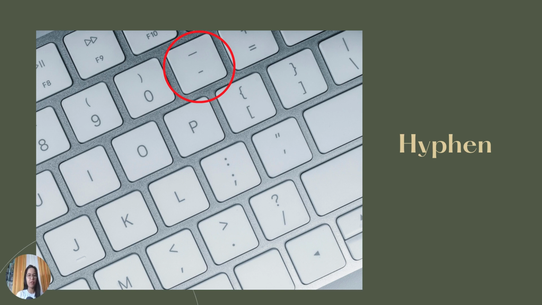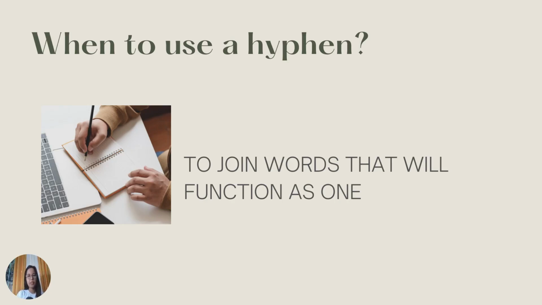We can type a hyphen using the keys at the right of 0. It is the one below the underscore. Let us now proceed to discuss when to use a hyphen. Basically, what we need to remember is that a hyphen is used to join words that will function as one. It doesn't matter whether these are 2 words or more, as long as they will work as one to modify or to describe another word. They function as one, then we need to use hyphen.